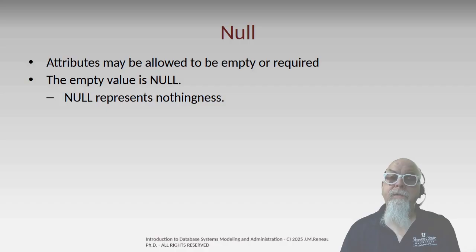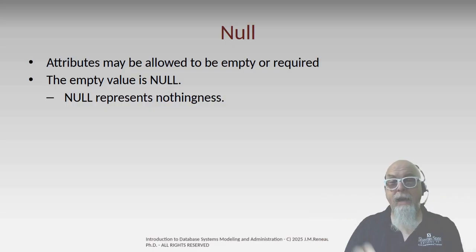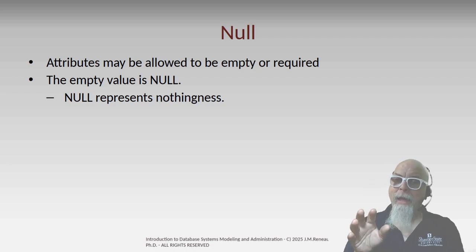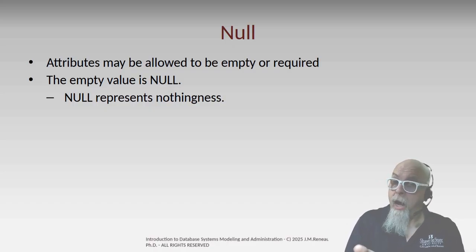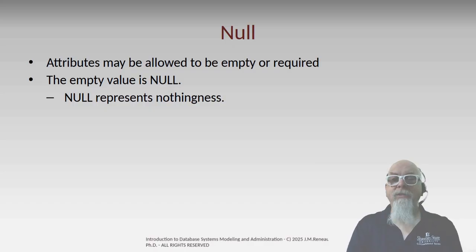There is a type of value that wasn't on my original slide of types of values or domains, but there is a special domain called null, and the null domain represents the value that there is no value. What? Let's just say that again. Null represents the value that the value is not known. It represents the not known value. It means nothingness. And that's kind of cool. But attributes can be null or not.